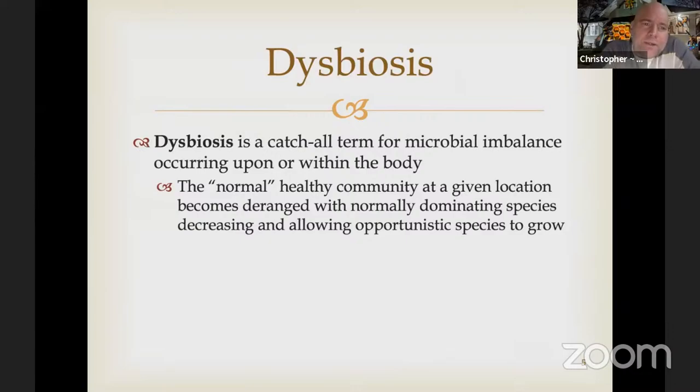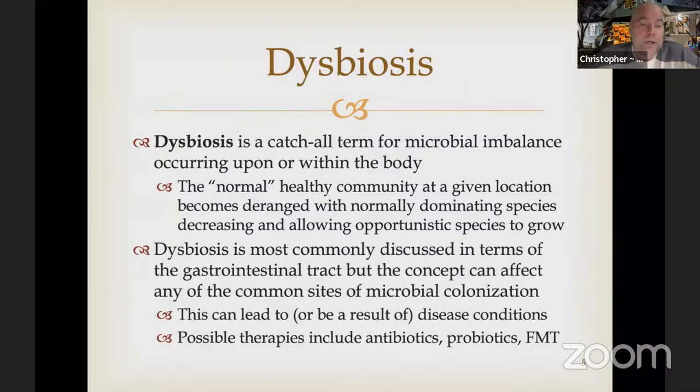Then there's this term dysbiosis, which you've probably heard, and it's really used as a catch-all term for some form of microbial imbalance that occurs in one of the sites on the body. Normally, the healthy community that is normal at a given location becomes somehow deranged, and the species that normally make up that community decrease in abundance and allow for opportunistic species to grow. Most commonly, dysbiosis is discussed in terms of the gastrointestinal tract, which is gut dysbiosis, but that concept can actually affect any of the common sites of microbial colonization. In particular, I look a lot at vaginal dysbiosis.